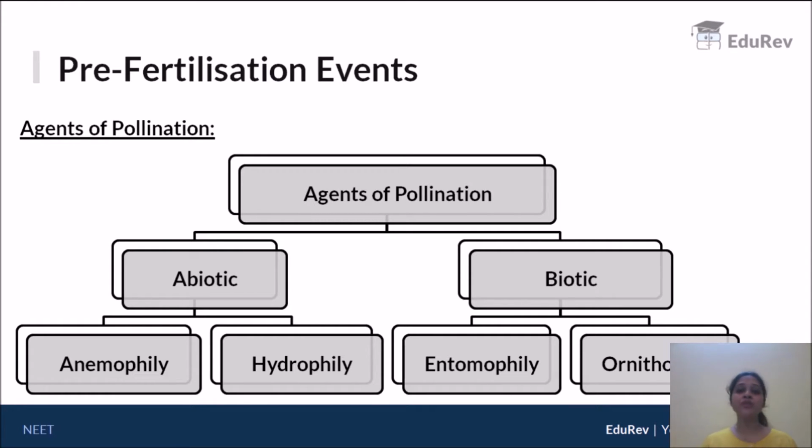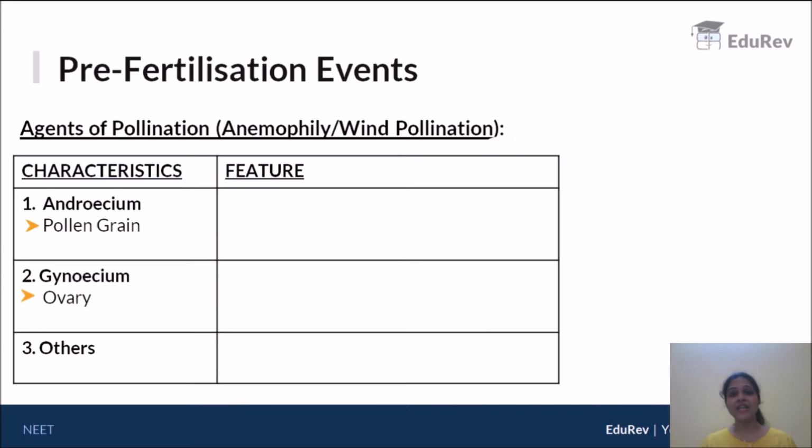So let's start with the first type of pollinating agent, and that is the abiotic agent of wind. So none other than Anemophily. Now we need to understand what are the various characteristics of this particular flower. What does the androecium look like? What is the nature of the gynoecium? And what is the nature of the whole inflorescence and the entire flower structure as such?